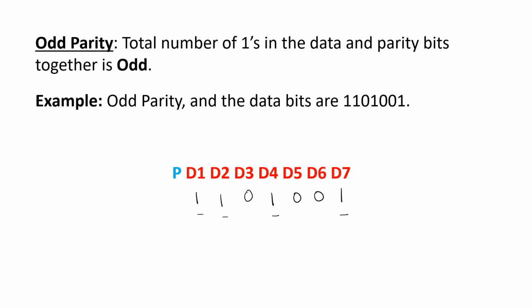So we now have 4 ones. To make it odd, we put a 1 in the parity bit. Now it will be 5 ones. So it is an odd parity now.